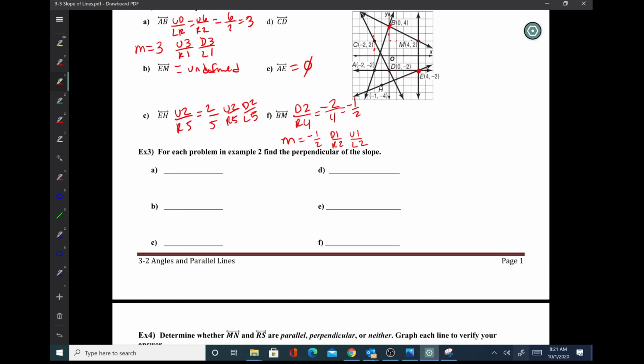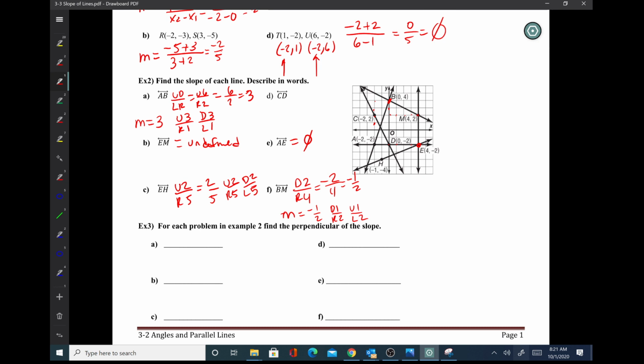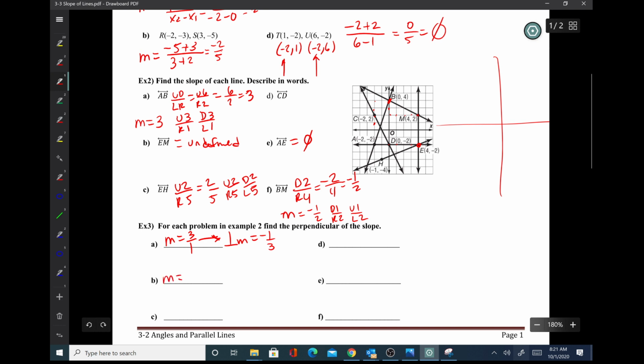Okay, so example 3. For each problem in example 2, find the perpendicular slope. Okay, well, let's just go through it. Letter A, the original slope was 3 over 1. So the perpendicular slope, what would you do? You'd flip it upside down. Here, let's write this. The perpendicular slope would be 1/3 negatized. Okay, letter B, undefined. Okay, so undefined means it's vertical. So the slope that's perpendicular to that is horizontal, which would make the slope 0.